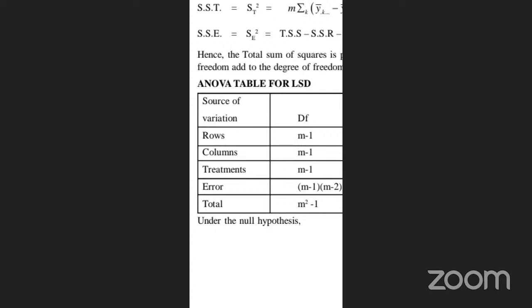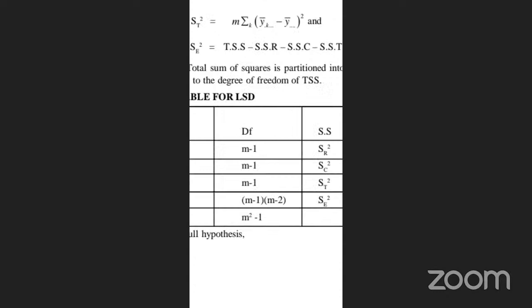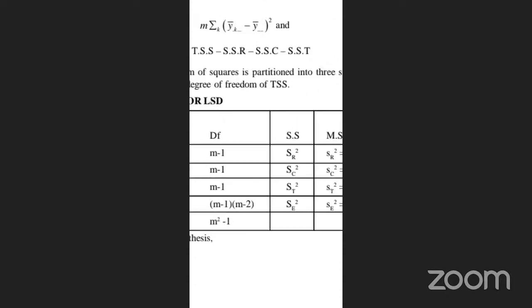So rows is m minus 1, columns also m minus 1, treatments also m minus 1, error m minus 2, total m square minus 1. So the sum of squares: rows means SR square, columns SC square, treatment ST square, error SE square.